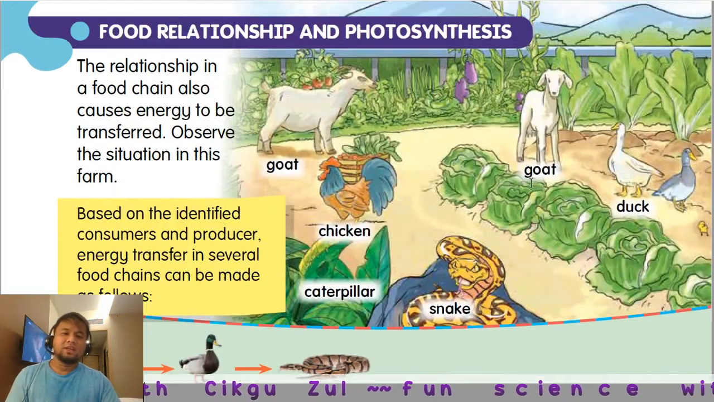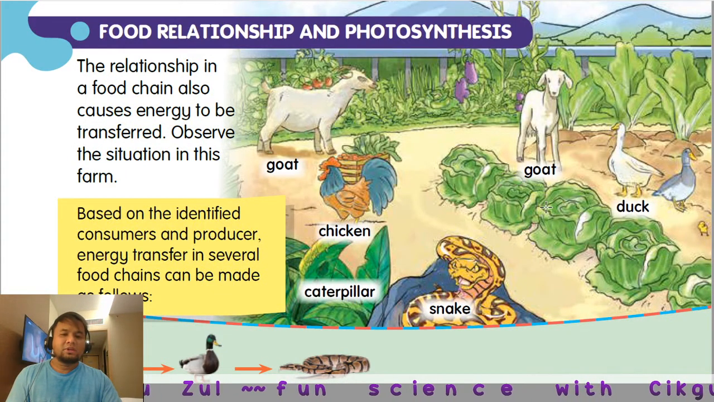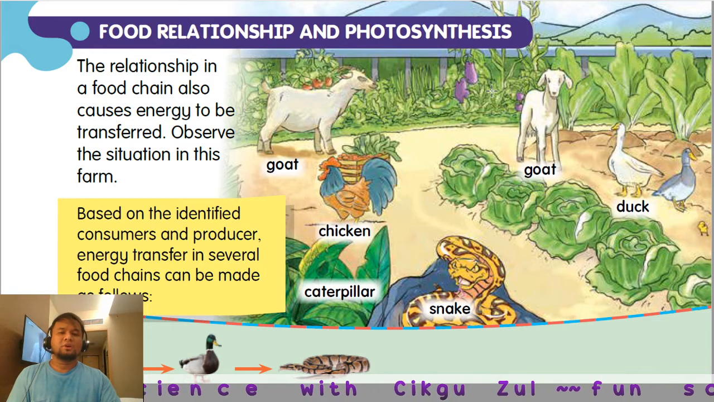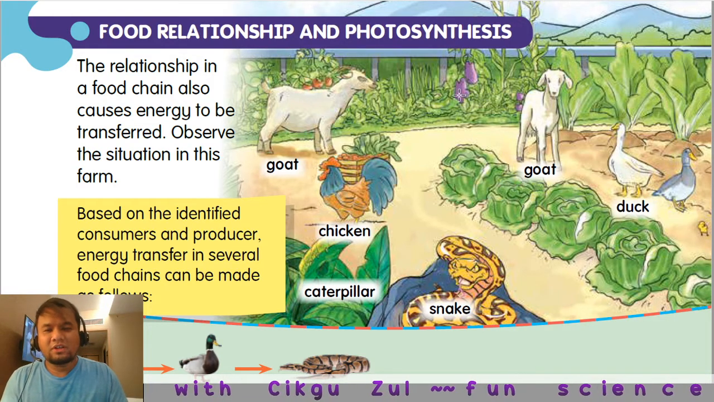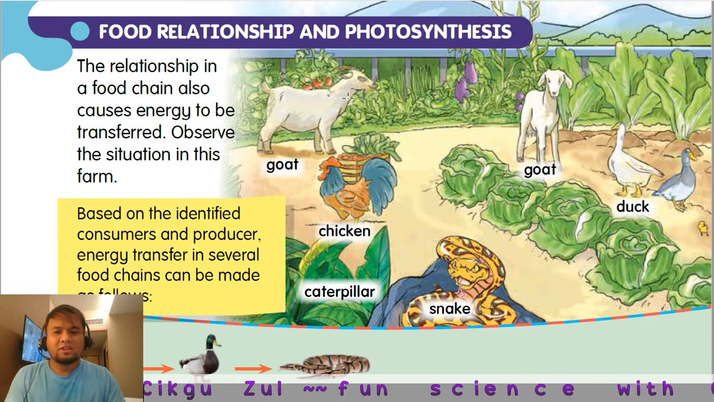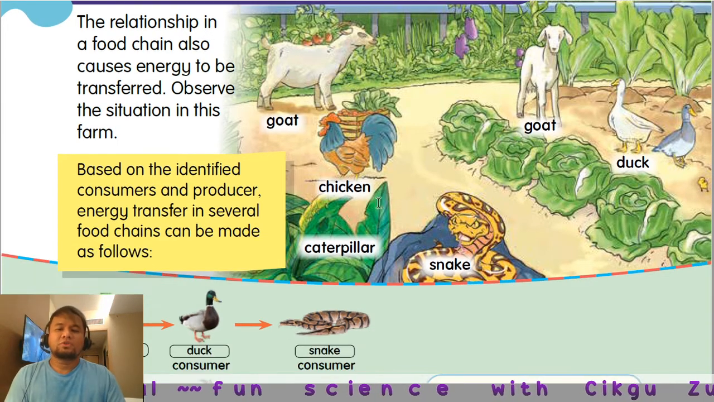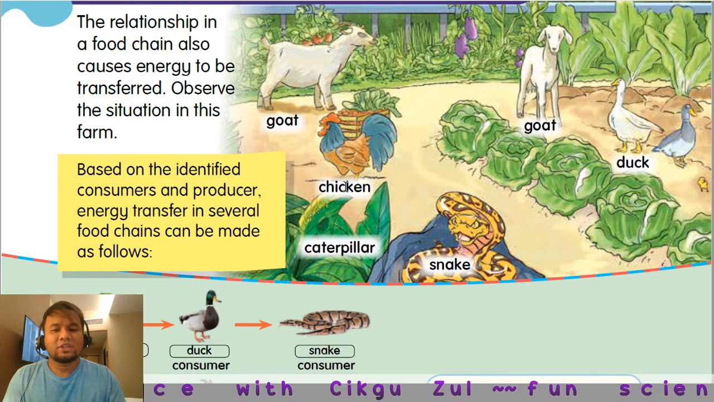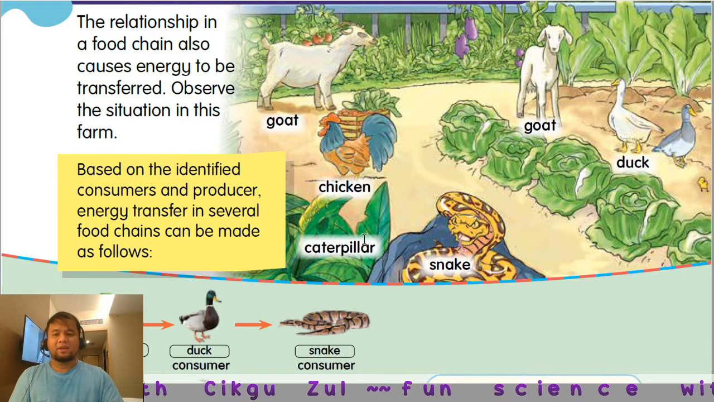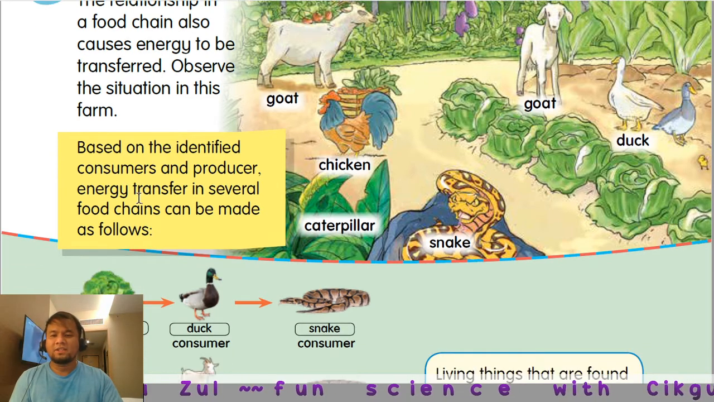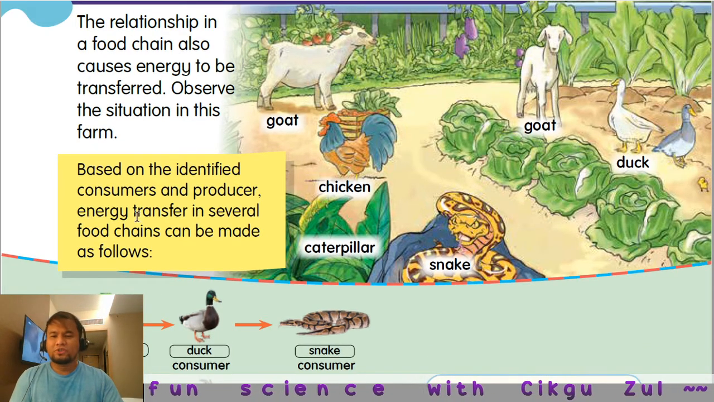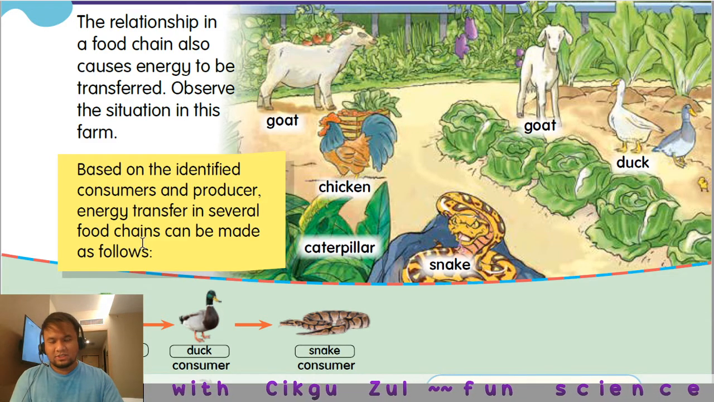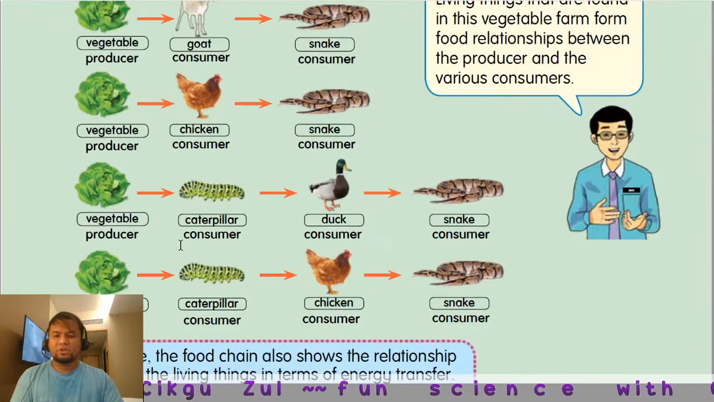So we see here there are vegetables like the cabbage, the cauliflower, and lepas tu apa lagi, the brinjal, the eggplant, and then the tomatoes, and then we also have leaf. Meanwhile, the animals are duck, goat, chicken, snake, and caterpillar. Okay. Based on the identified consumers and producers, energy transfer in several food chains can be made as seperti berikut ni.